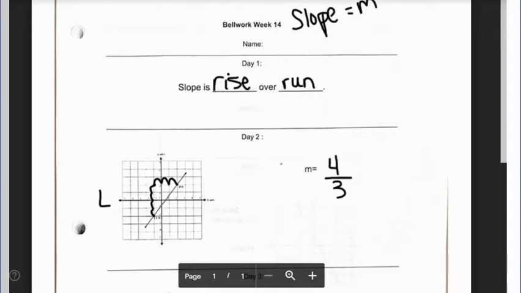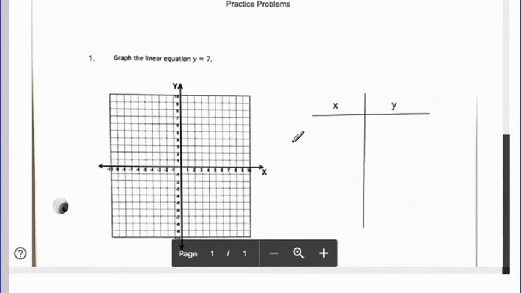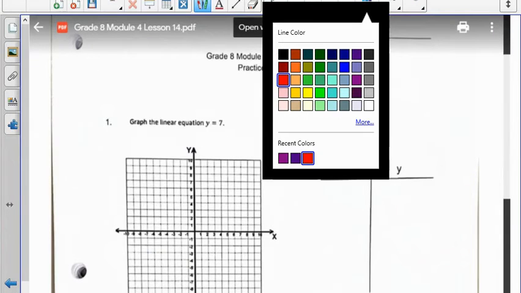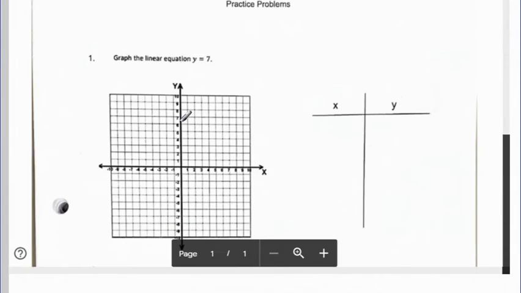That's your bell work for day 1 and 2. This is Tuesday, so you need to make sure those are written in. And you need to go ahead and grab your Module 4 Lesson 14 homework. It says practice problems at the top. There are only 2 questions on this homework assignment. So we're going to talk about it really quickly, and this is very similar to what we did in class yesterday when we learned about vertical and horizontal lines.